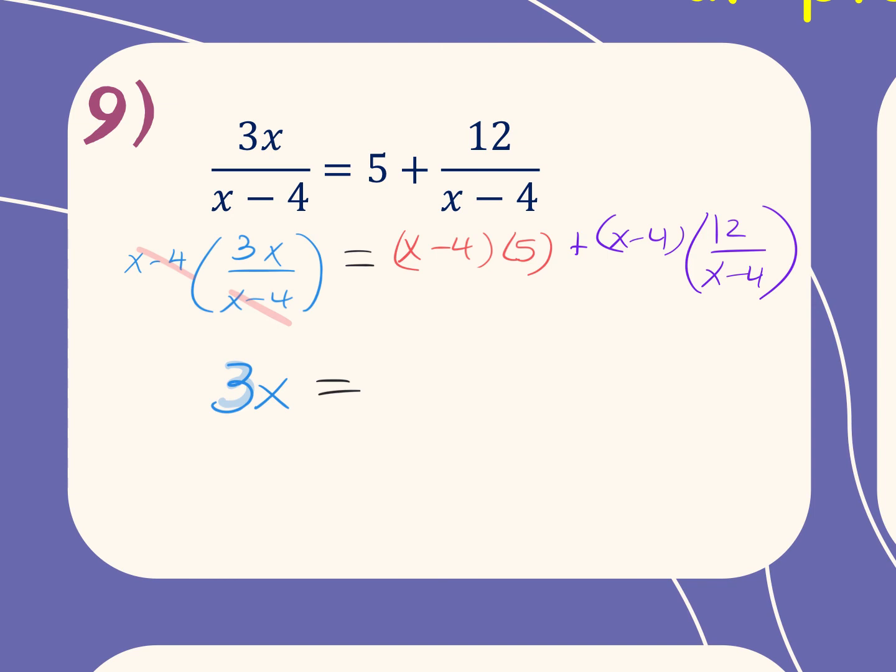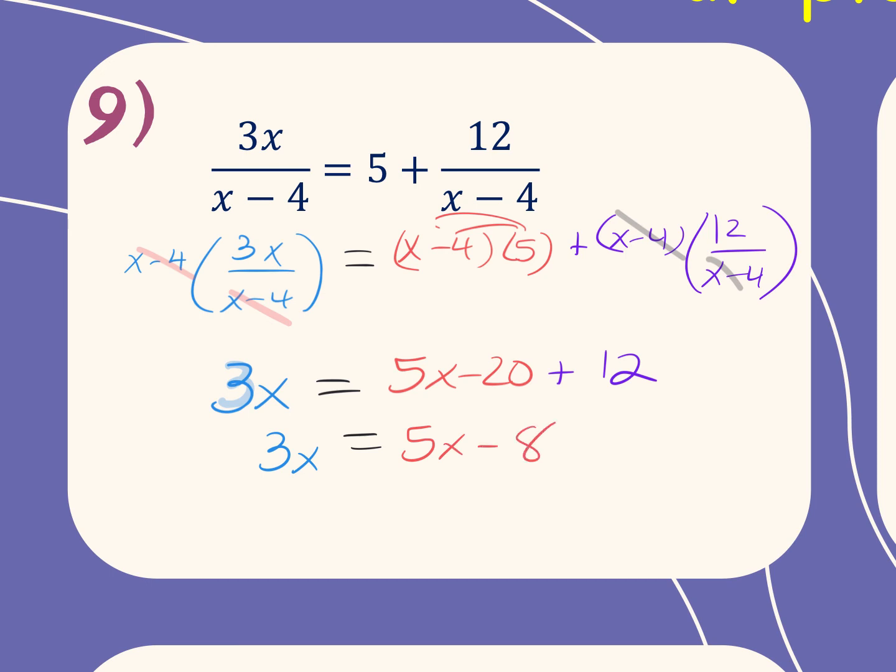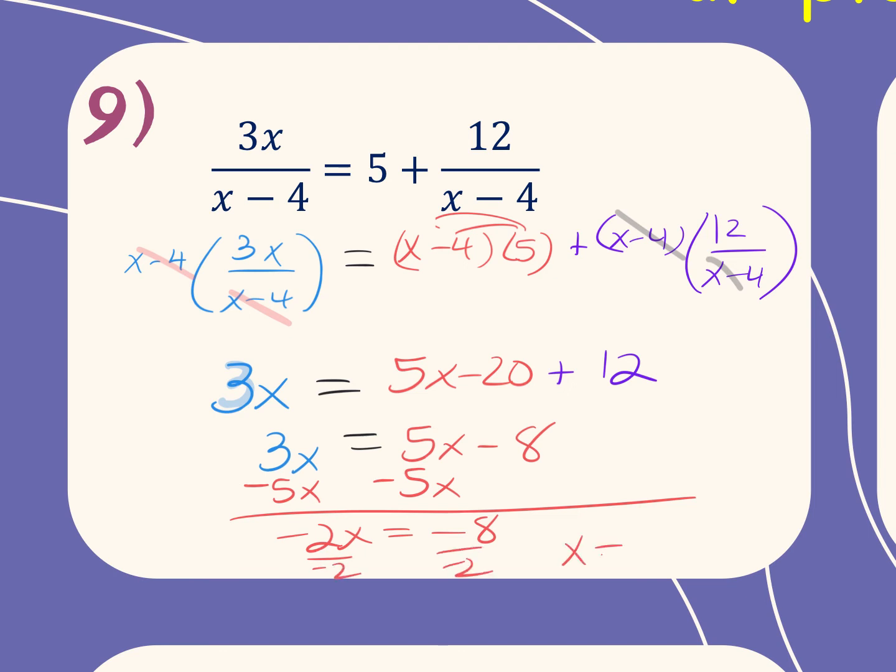equals, nothing cancels here. I have to distribute the 5. So this becomes 5x minus 20. And then the purple, the x minus 4 cancels. And I'm just left with 12. I need to combine my like terms. I end up with 3x equals 5x minus 8. I need to move my 5x to the other side. I get -2x equals -8. Divide by -2, and x equals 4.